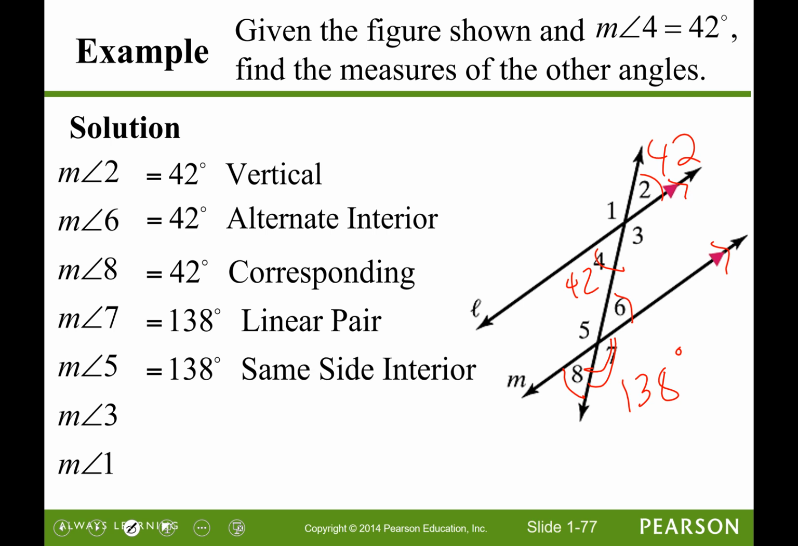Angle 5, 138 degrees is the correct answer. Justification: you could have gone vertical angles theorem with angle 7 or same side interior angles with angle 4, converse.